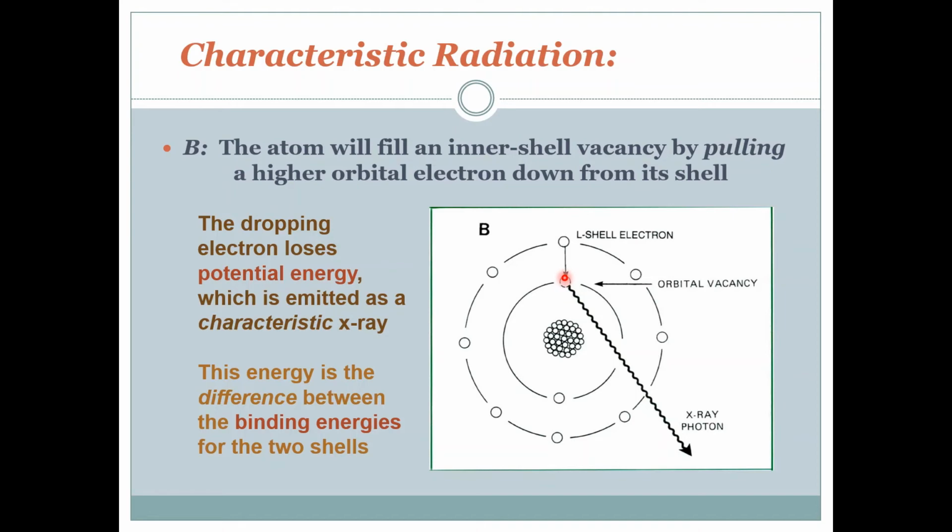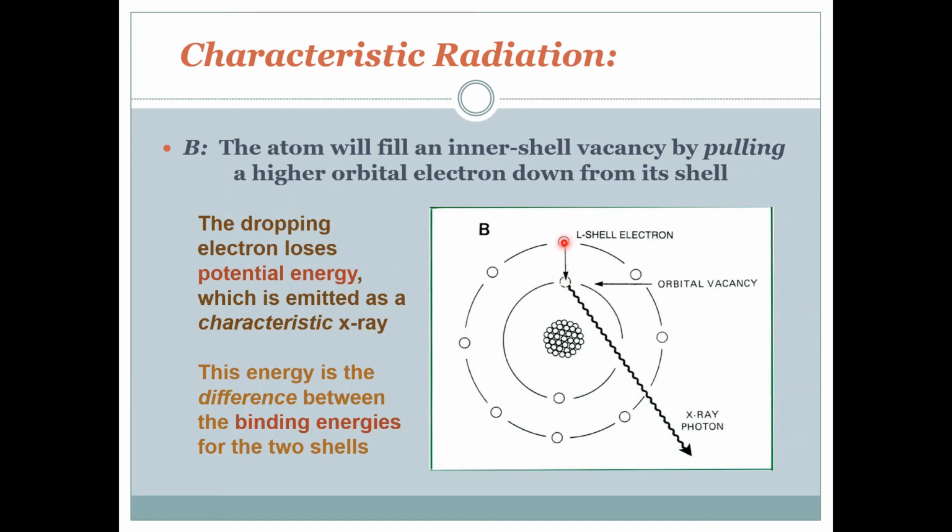So the inner shell, we're going to call this the K shell. The inner shell is a lower energy shell than the L shell is, a lower potential energy shell. So the atom will fill the inner shell vacancy by pulling a higher orbital electron from its shell. It's important to remember that this electron is in a position of having more energy. The L shell electron is in a position of being more energetic because of its position than the K shell. So the dropping electron will lose potential energy as it moves from the L shell to the K shell.